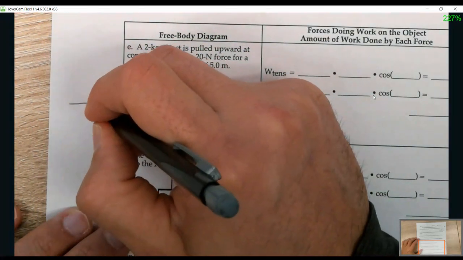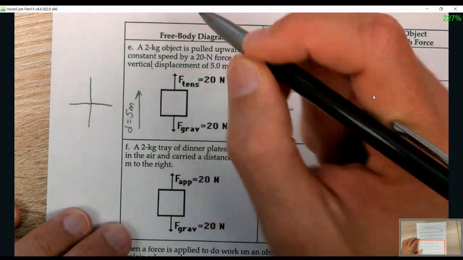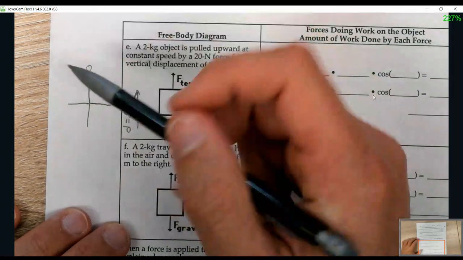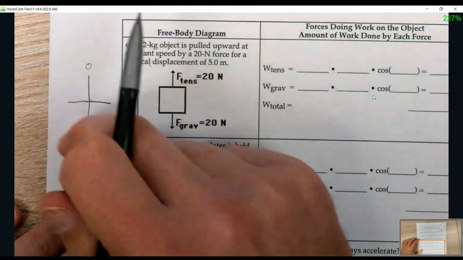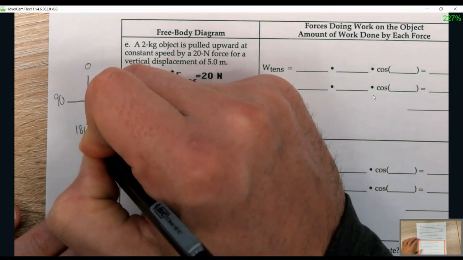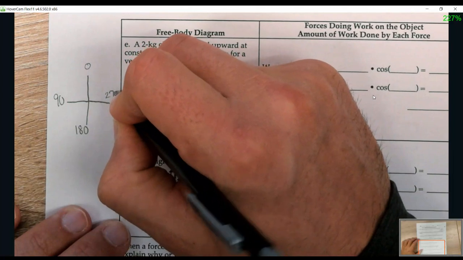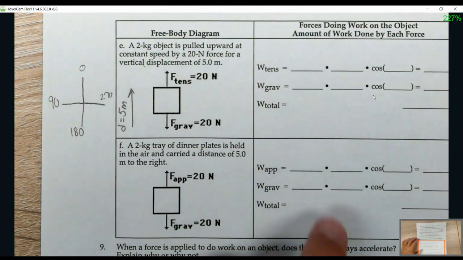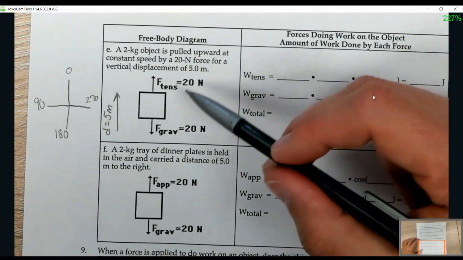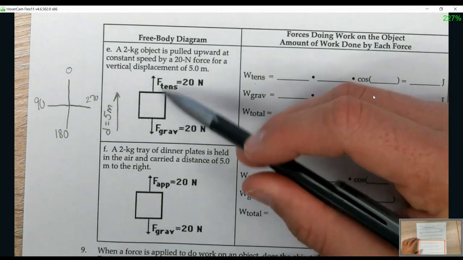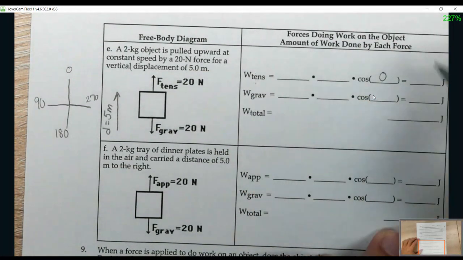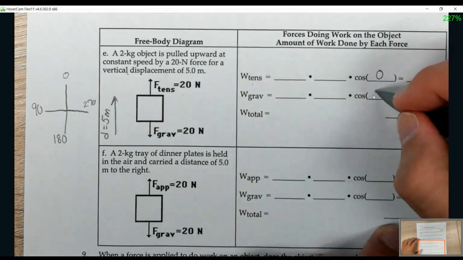So now make a coordinate plane. What direction is D going? It's going up, so we want to make the up 0. Go counterclockwise, so leftward, kind of a circle. 90, 180, 270. All right, so in this case, the tension, what direction is tension going? What's its angle? 0. Good, 0. Grav, what's grav's angle? 180.